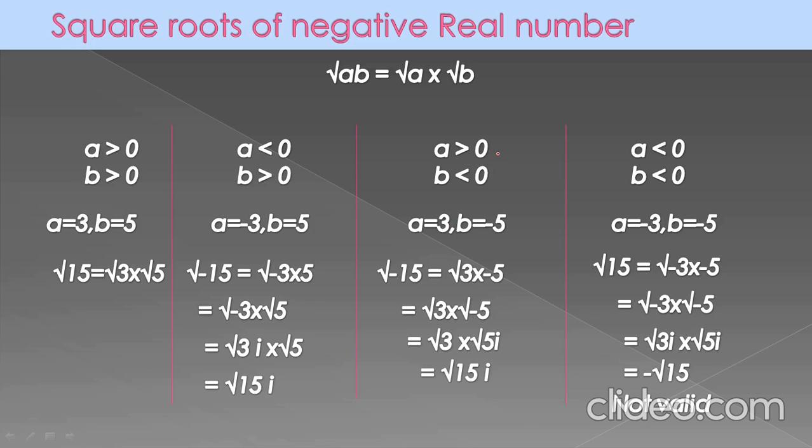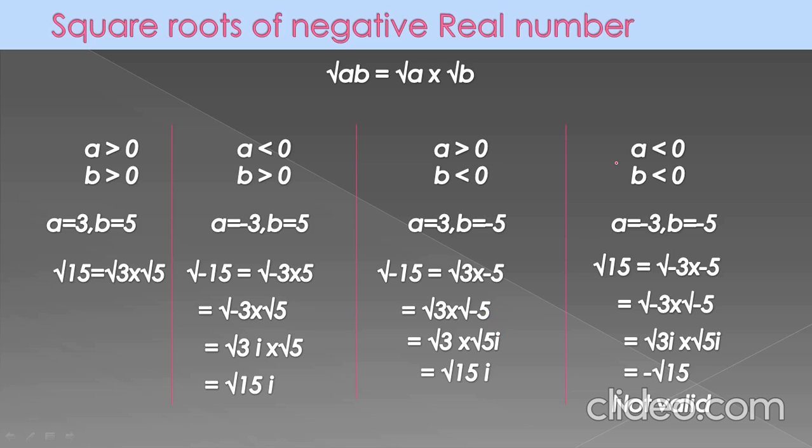Now consider the case if A is positive and B is negative. So here we take A equal to 3 and B equal to minus 5. So under root minus 15, if we factorize 15, that will be equal to under root 3 into minus 5. So separating the square roots, under root 3 into under root minus 5. Under root minus 5 can be written as under root 5 iota. So it becomes under root 15 iota. So this property is satisfied.